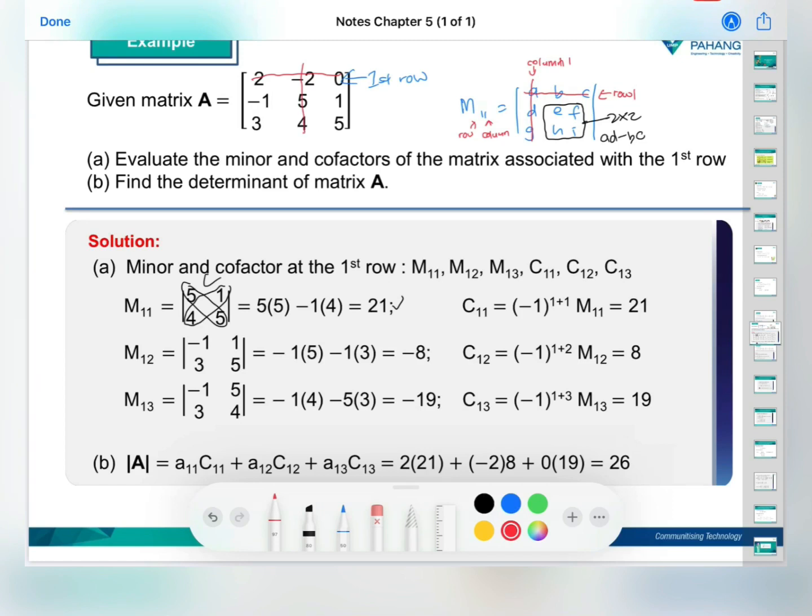M12 is when I eliminate my first row with my second column, row 1 and column 2. What's left is negative 1, 3 here, and 1, 5 here. So you do again AD minus BC for this one, then you'll get negative 8.